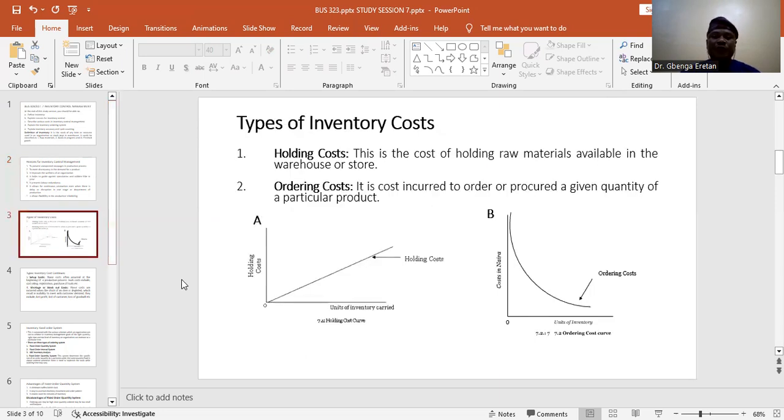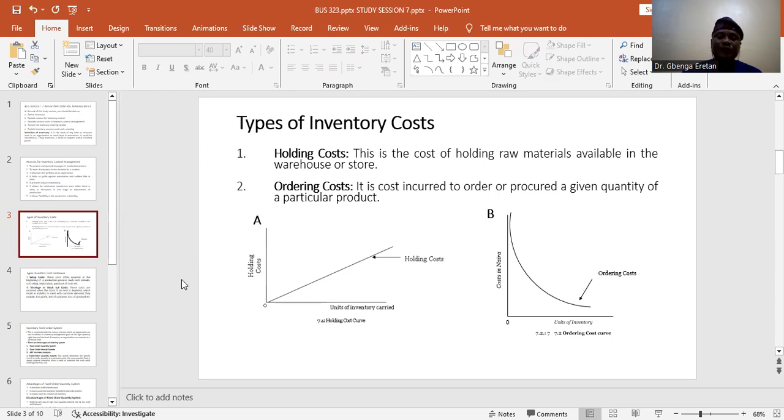We move on to the types of costs that are associated with inventory management. Number 1, we talk about holding cost. This is the cost of holding raw materials in the organization. That is, it is the cost of keeping goods in the warehouse. This cost could include the cost of paying security in the warehouse, the cost of lighting the warehouse, the cost of hiring the warehouse, the cost of maintaining the warehouse. So the cost associated with holding raw materials in the warehouse or holding goods in the store is what is referred to as the holding cost.